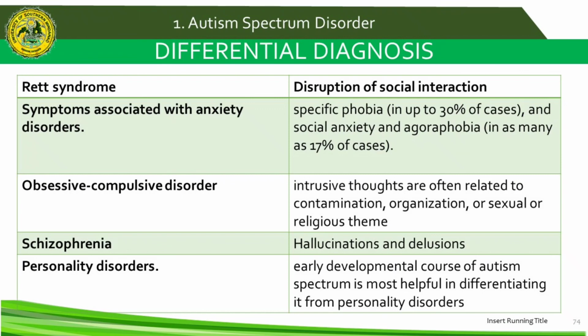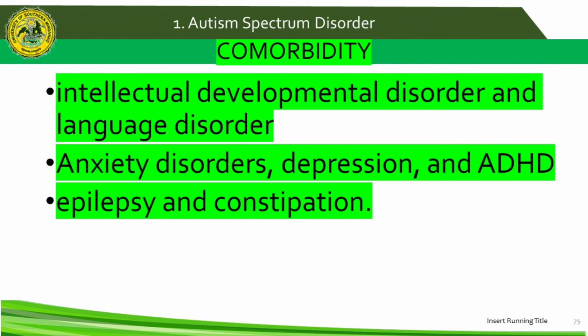For schizophrenia, autism spectrum disorder and schizophrenia can co-occur, and both should be diagnosed when criteria are met. For personality disorders, the early developmental course of autism spectrum disorder is most helpful in differentiating it from personality disorders. For comorbidity, autism spectrum disorder is frequently associated with intellectual developmental disorder and language disorder.